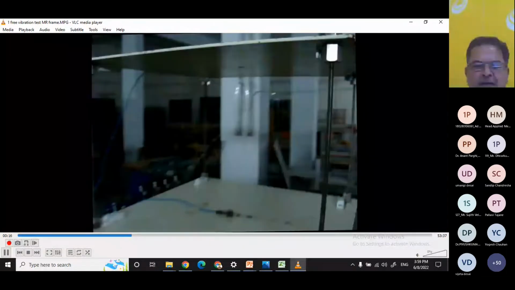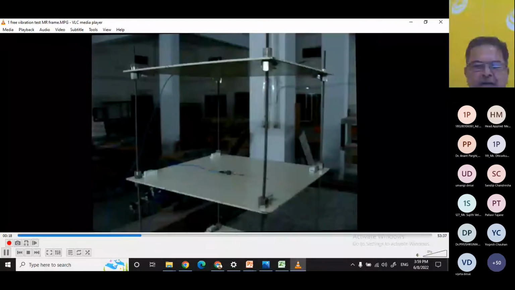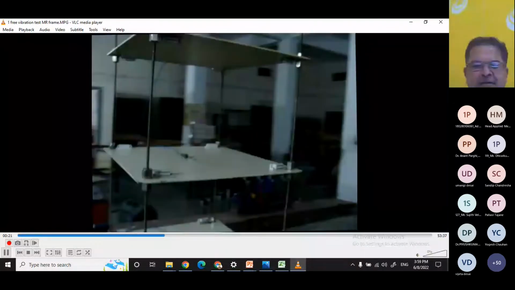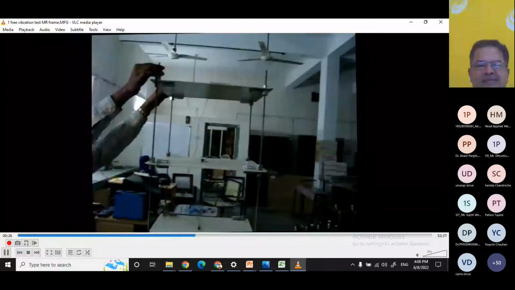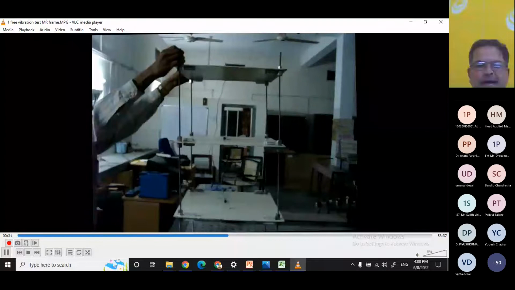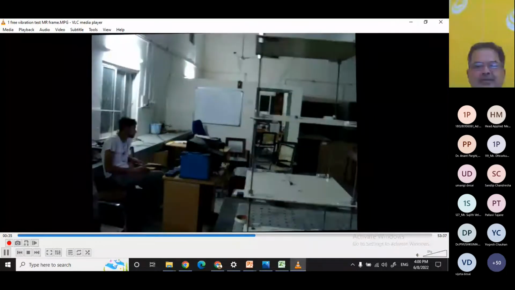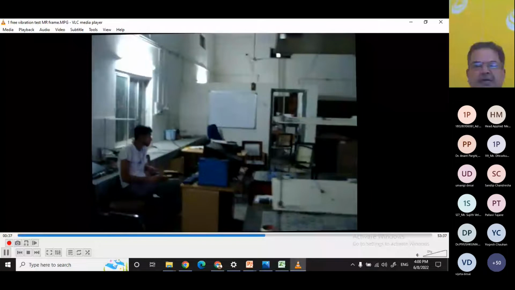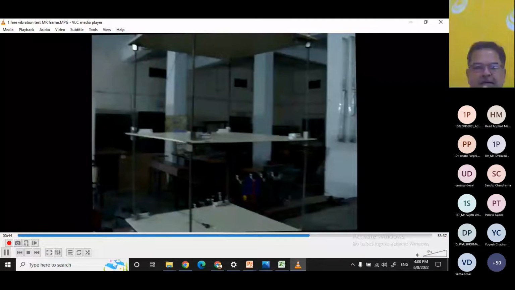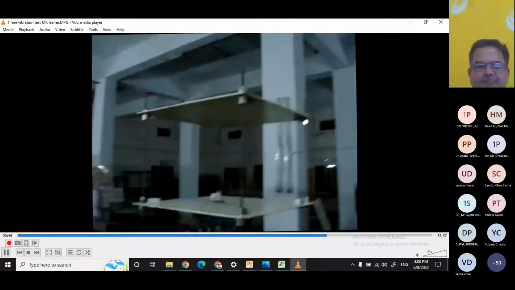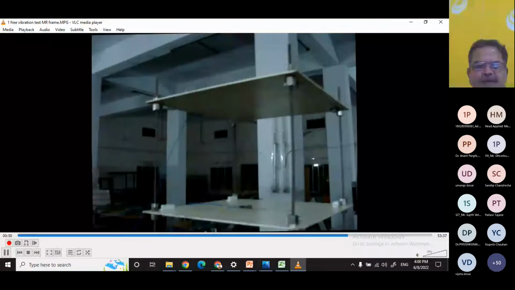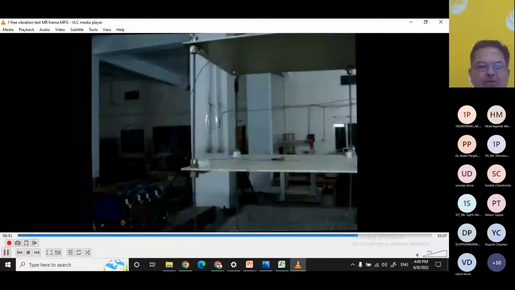So here the sensors are placed, and we want to perform a free vibration test. The student here is disturbing the model. Simply he is stretching the model and releasing it. It is released, and you see this has its own elastic property, and therefore it vibrates on its own elastic property, and the response of this model is captured through the data acquisition system.